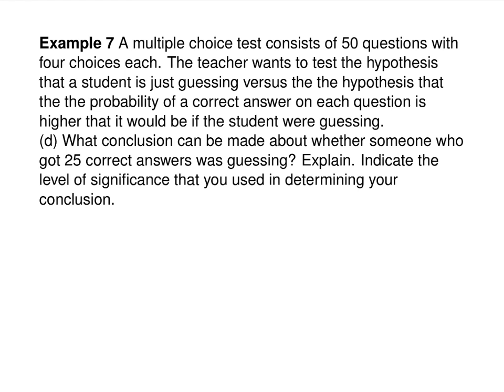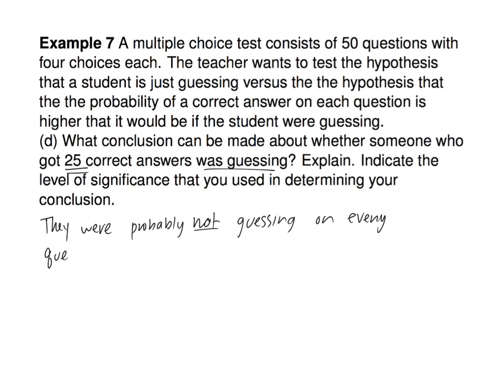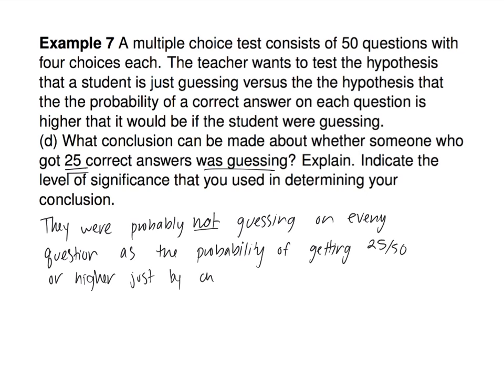So what conclusion can be made about whether somebody who got 25 correct answers was guessing? Do you think that they were guessing on every single question? Yeah, so they were probably not guessing on every question, as the probability of getting 25 out of 50 or higher just by chance is only 0.000123, which is super small. So it's likely that they were definitely not guessing. But I thought it was good to kind of review the binomial thing a little.